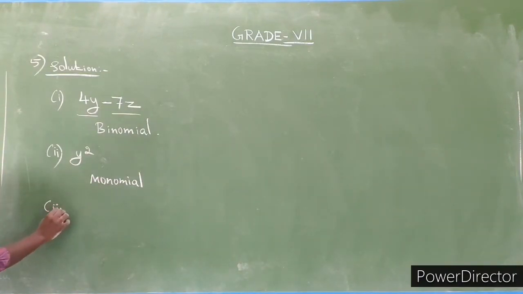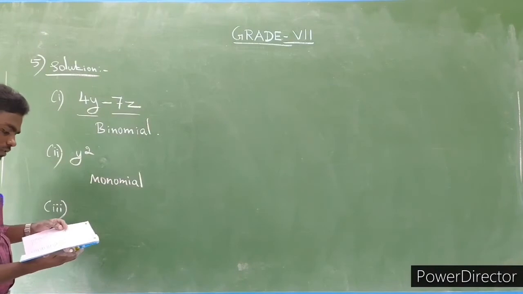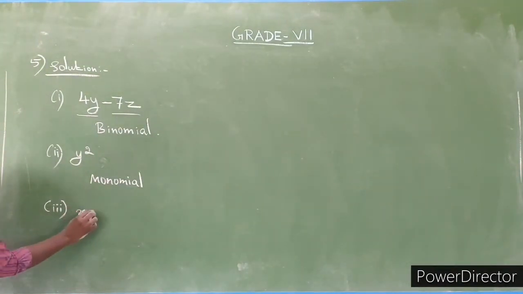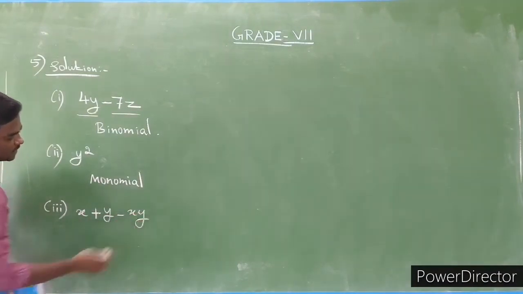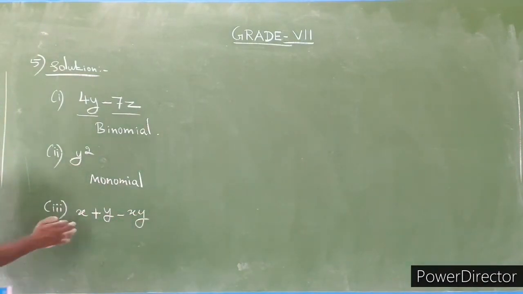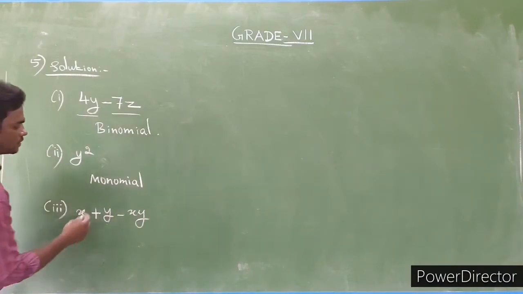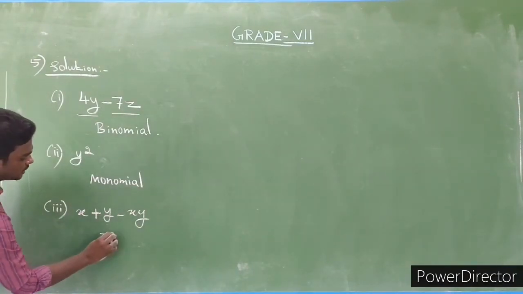What is the third one? Third one is x plus y minus xy. Here x is the first term, y is the second term, and minus xy is the third term. So this type of polynomial is a trinomial.